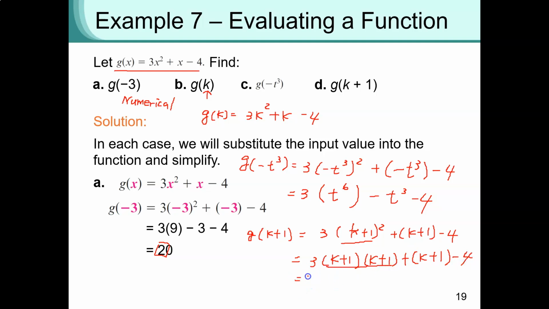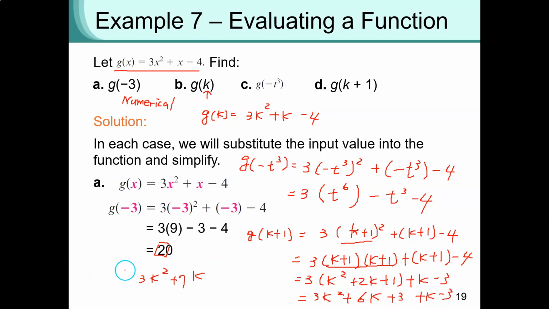So distribute these two, we will get k squared plus k, plus 2k, and plus 1. So you have 3k squared plus 6k plus 3 plus k minus 3. So it turns out you have 3k squared plus 7k, and 3 minus 3 is 0. So when your input is k plus 1, the output is 3k squared plus 7k.